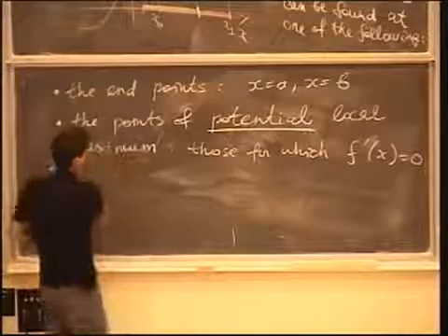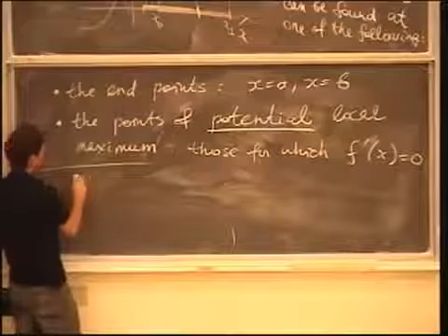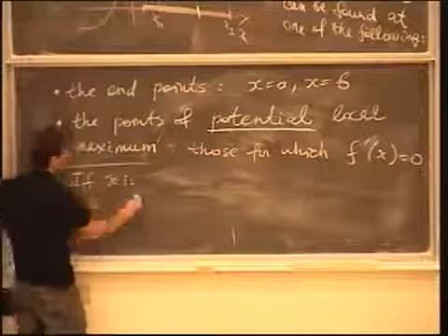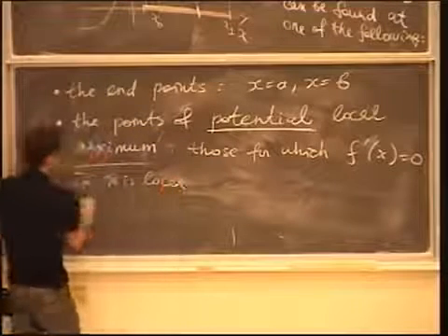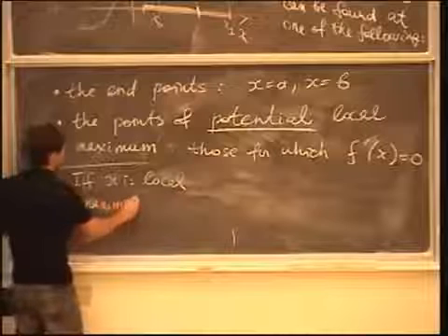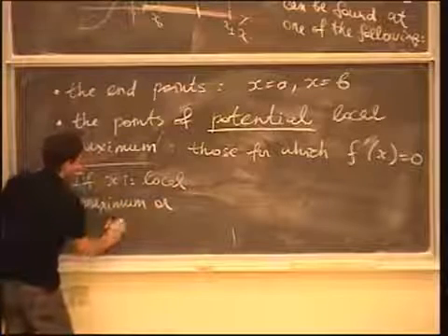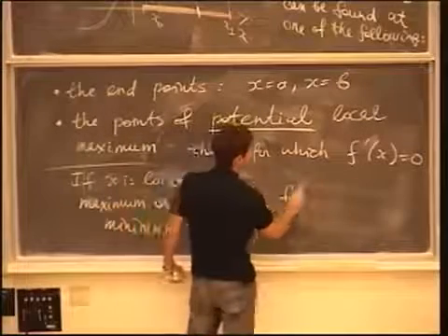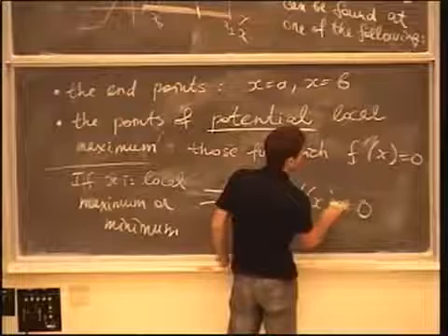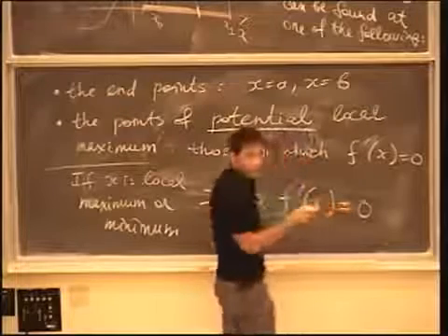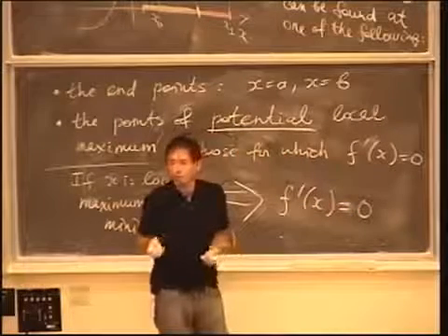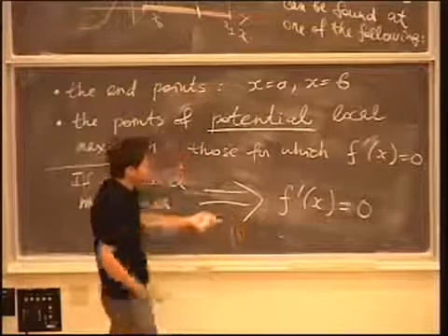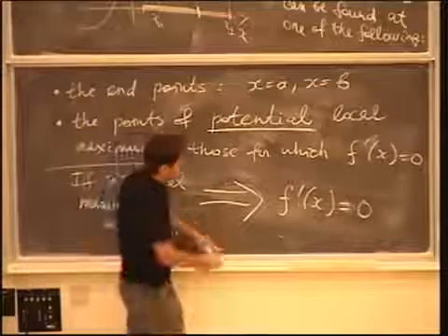In other words, if the point x is a local maximum or minimum, then the derivative is 0. I already explained this because the slope has to be 0. If it's a maximum or minimum, the slope has to be 0. If the slope is non-zero, it means you can increase or decrease the value by moving a little bit away from the point. So this is true, but the converse is not true.